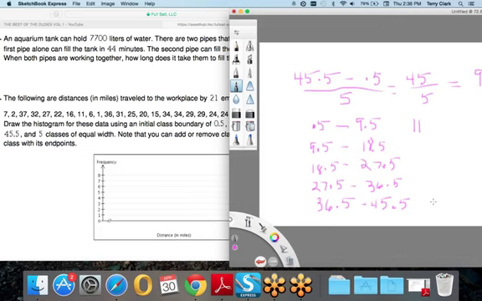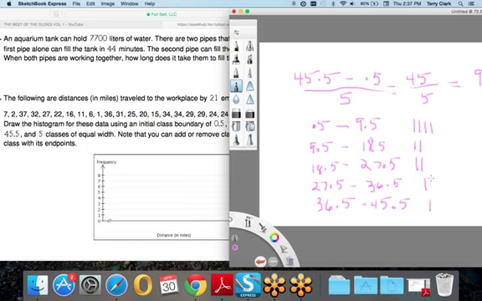37 is in between 36.5 and 45.5. 32 is in between 27.5 and 36.5. 27 is in between 18.5 and 27.5. 22 is in between 18.5 and 27.5. 16 is in between 9.5 and 18.5. 11 is in between 9.5 and 18.5. 6 is in between 0.5 and 9.5. 1 is in between 0.5 and 9.5.